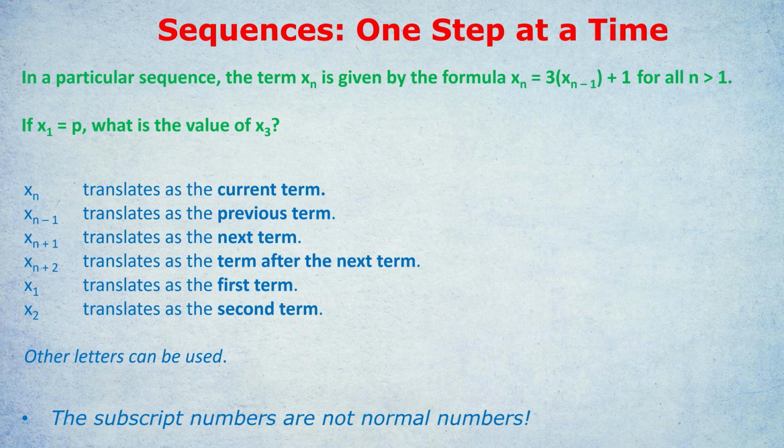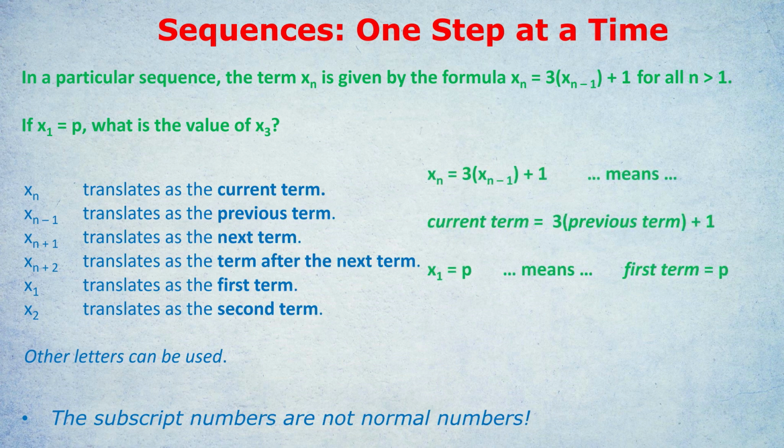In a particular sequence, the term xn is given by the formula. That's often the language they use, introducing a sequence that they're going to use in the question. And then it says for all n is greater than 1. That's just a little disclaimer, meaning we're not dealing with negative numbers in this question. You don't really have to pay much attention to the n is greater than 1 in sequences questions. Without further ado, let's apply our amazing math translations.